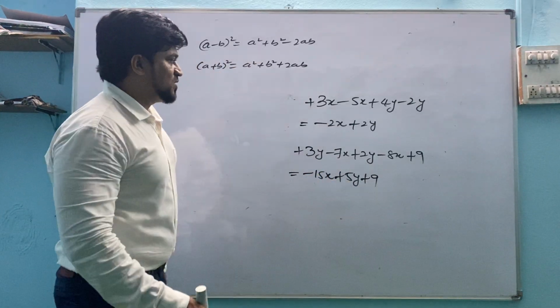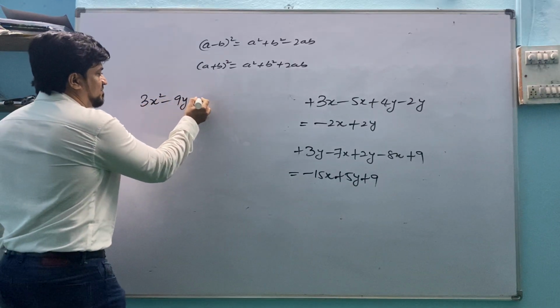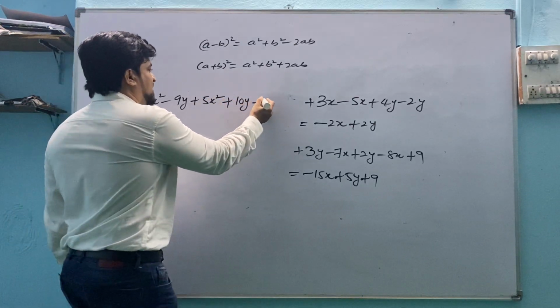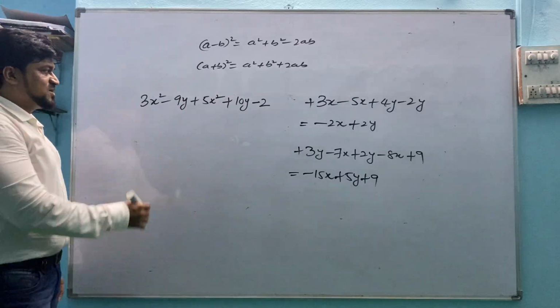Now moving to the other one. 3x square minus 9y plus 5x square plus 10y minus 2. This is one more expression. We have to simplify this.